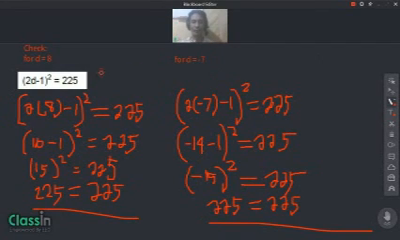So this equation has two solutions, or two real roots. I hope you have followed our step-by-step solution in solving quadratic equations by extracting square root.